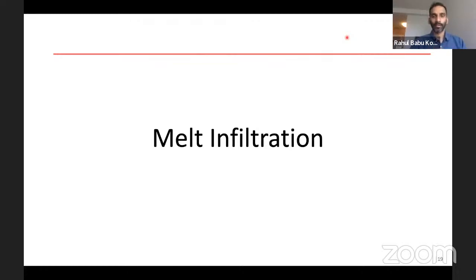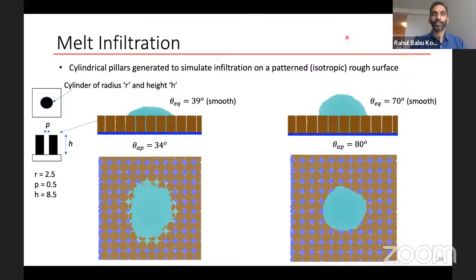So as I said, these TBC surfaces are also porous. So it is very important for us to look at infiltration and understand the dynamics of infiltration. And for that, as a first step, I've been looking at simpler geometries. These are isotropic rough surfaces of cylindrical pillars, and we adjust the spacing between the pillars to look at the parametric effect of spacing.